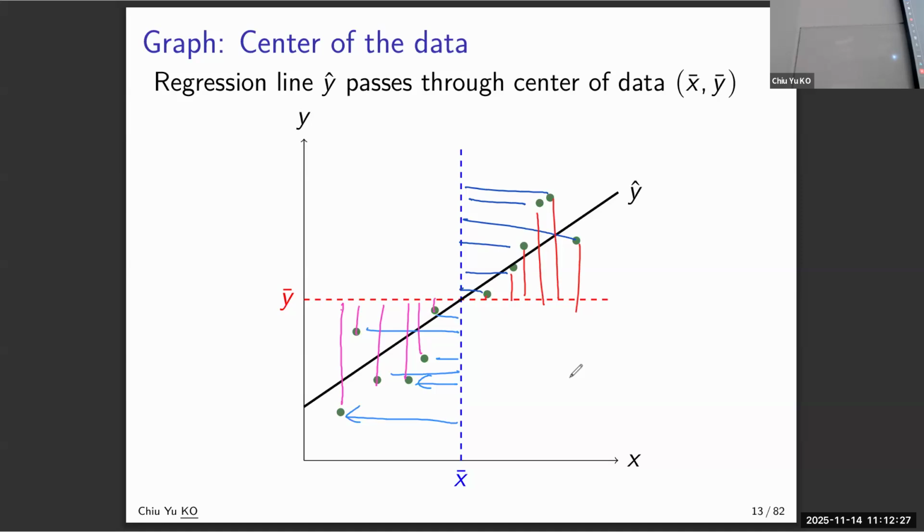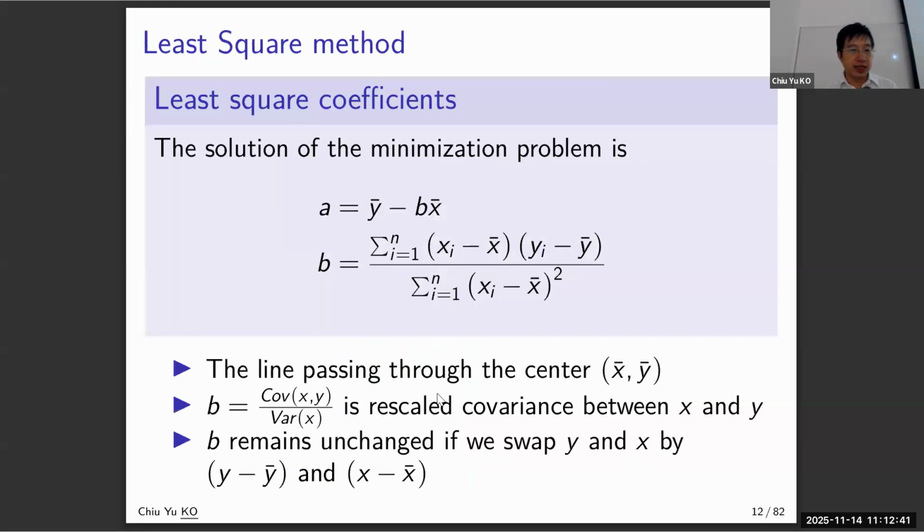Okay? So the first thing about the model is: X is average, Y is average. First observation. Okay. Second observation.